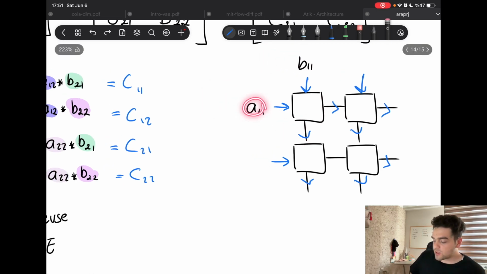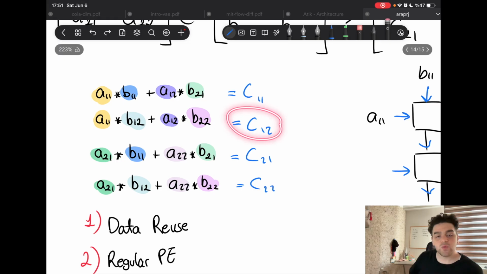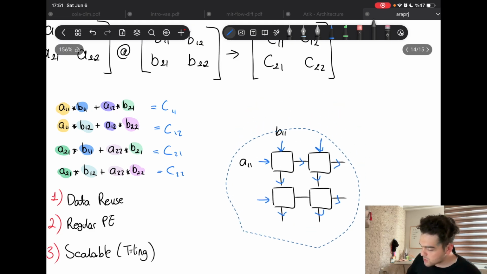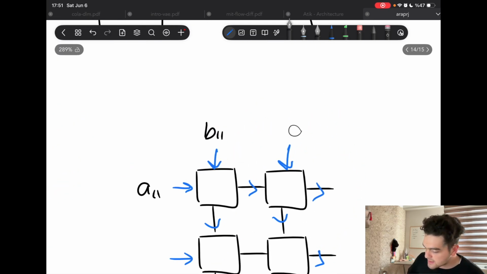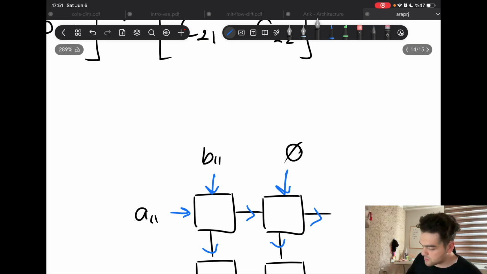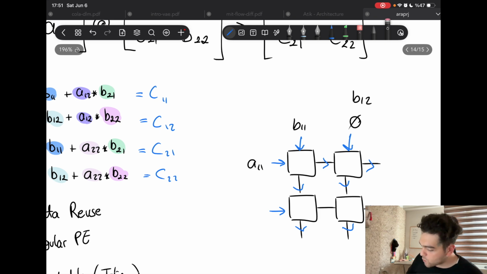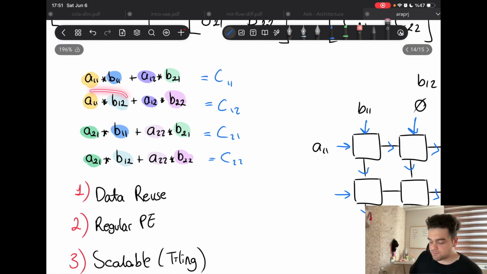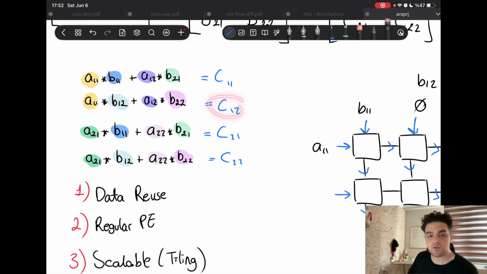By passing A11 to the right, we can use it for computing C12. When we pass A11, we can also pass B12. However, we are going to pass it at the second cycle. So for the first cycle, we will pass nothing to that cell. In the second cycle, we will pass B12. And now you can imagine that when A11 arrives here, it will be multiplied by B12. When it multiplies by B12, we partially solve the problem of finding the result of C12.